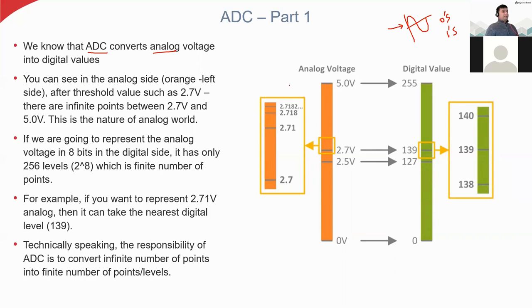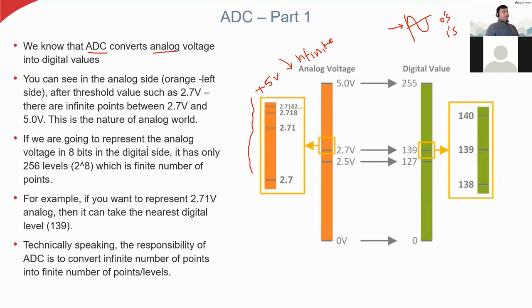Okay, so you can see here in this example, the analog side, this is the orange side. We have, for example, 2.7 volt as the threshold. The plus 5 volt is the maximum analog voltage value, so it means from 0 volt to plus 5 volt, and 2.7 is the threshold. There are several points in between this threshold value and the maximum value. For example, if we talk about this 2.7, it can be 2.71 or 2.711, 2.712, and so on. So in the analog world, there is an infinite set of points, because it also considers the floating point values. There are so many values available in this analog world.